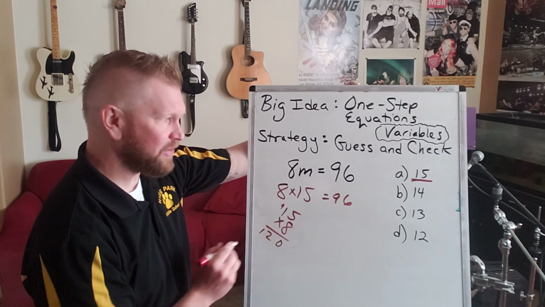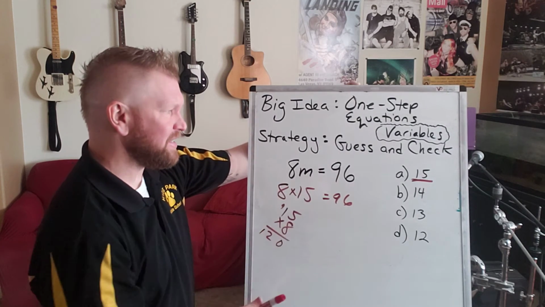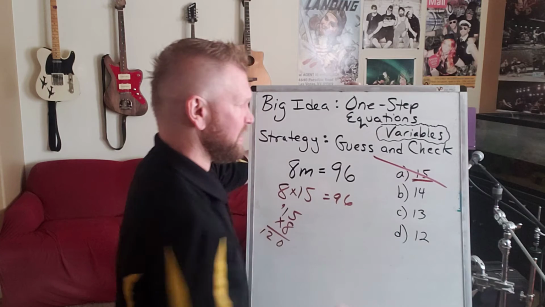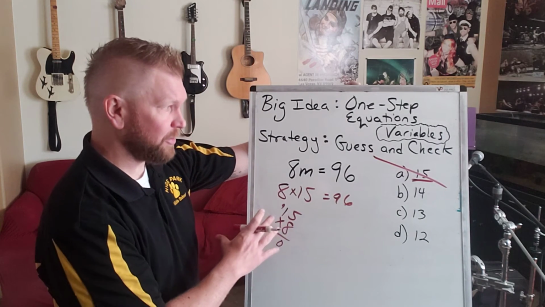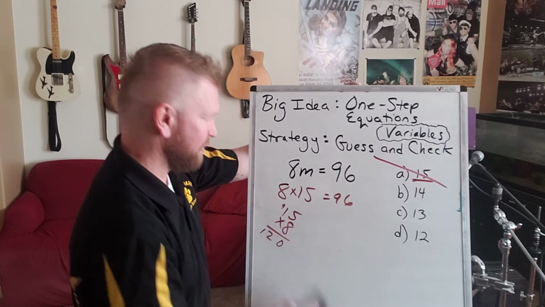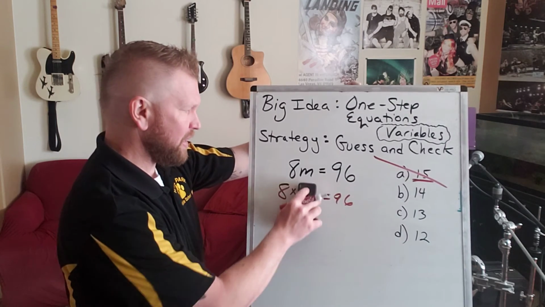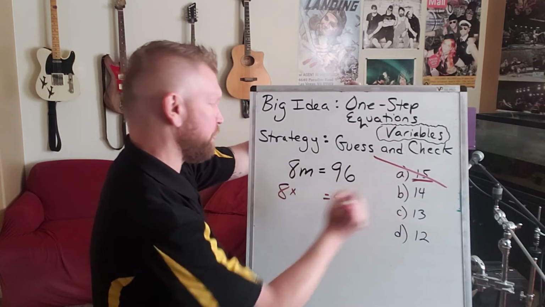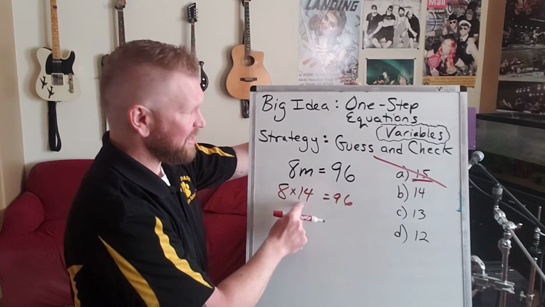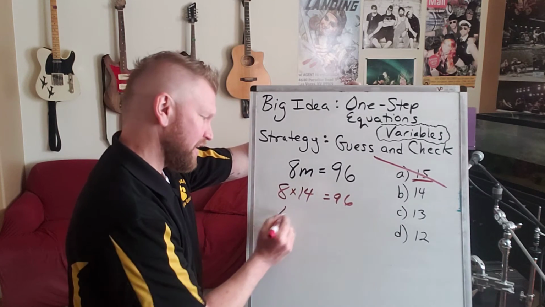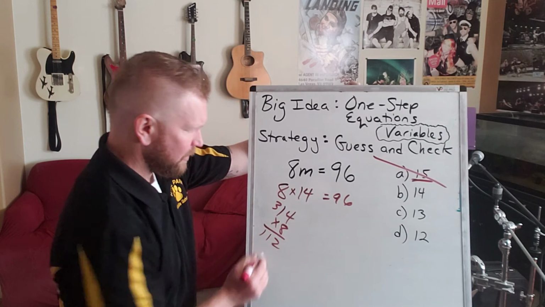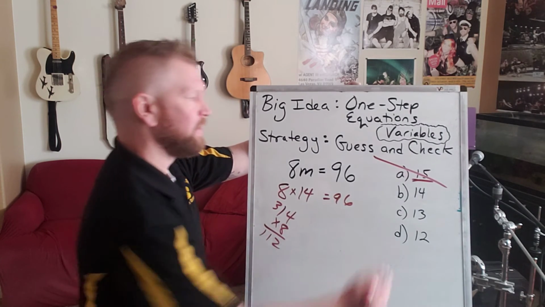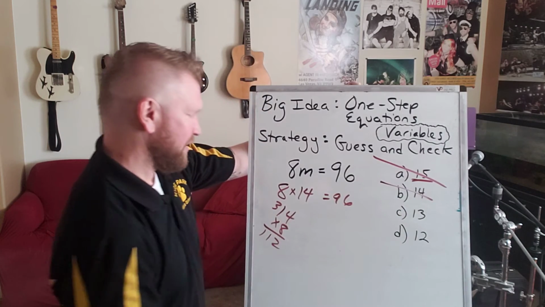And it looks like 8 times 15 is 120, not 96. And so we know it's not 15. So this is too big, so we might want to pick a smaller number. So we might try 14. So again, we'll take out the m, and in its place we'll put in 14. Does 8 times 14 equal 96? And let's check to see if it does. Still too big. So it's not 14. It's kind of a lot too big.